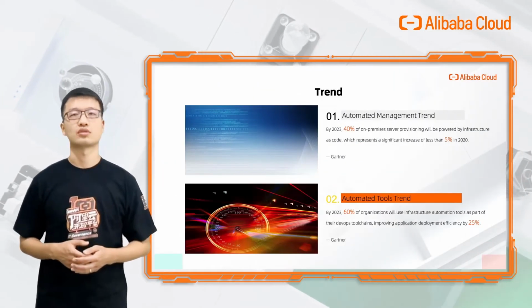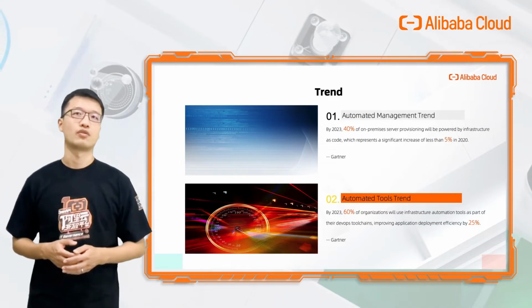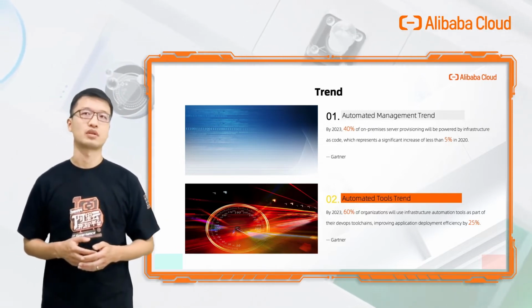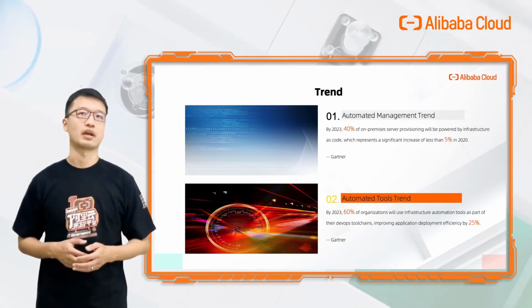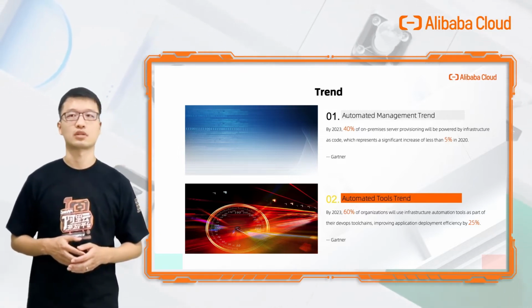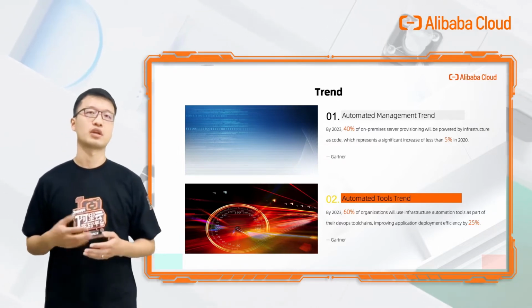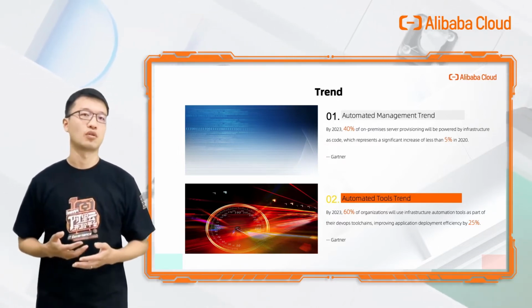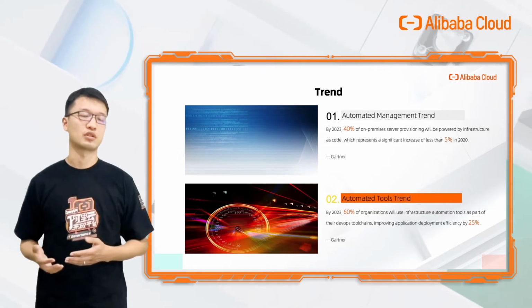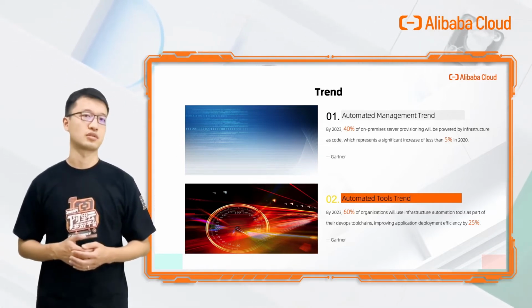As the latest research from Gartner mentions, by 2023, 40% of on-premise server provisioning will be powered by IaC, and 60% of organizations will be using infrastructure tools as part of their DevOps toolchain. So this means the O&M team will have a big challenge in the future, and IaC is a good way to solve their current challenges.